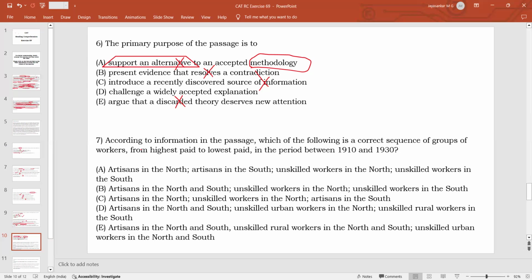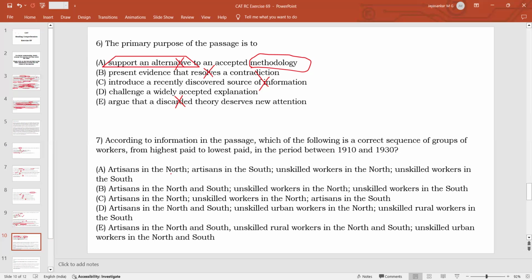So the artisans or skilled workers in the northern cities might have been paid the highest, higher than the unskilled workers in the northern cities, because the passage itself says that a skilled worker in the south can earn more money than an unskilled worker in the north. That means an unskilled worker in the north is getting more wages than a skilled worker in the south. So obviously, a skilled worker in the north might be getting even more wages. So skilled worker in the north is first, then unskilled worker in the north, then skilled and unskilled workers in the south.